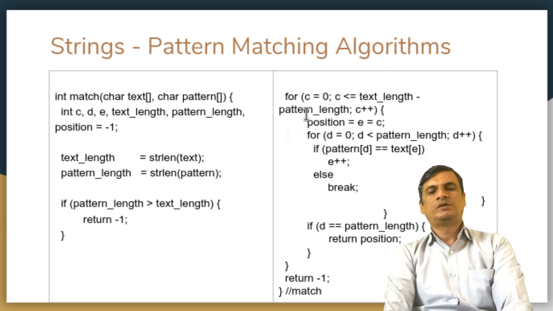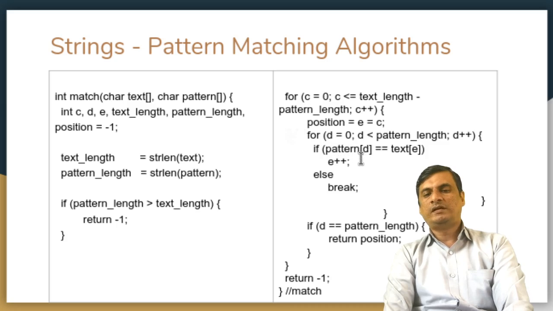Otherwise, we use two loops embedded one inside the other. The condition for the outer loop is that C must be less than or equal to text length minus pattern length. Why this? Because we should not exceed the text length while comparing the respective characters of the text with the pattern. So within the outer loop, we initialize the positions of our pointers E and C. E and C are the pointers to the text and the pattern respectively. The inner for loop takes care of the pattern.